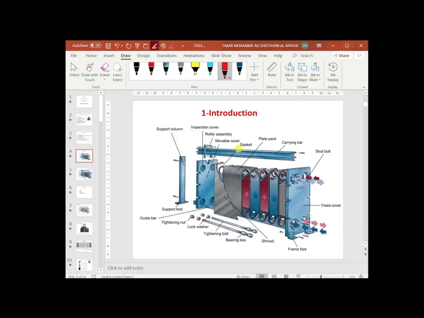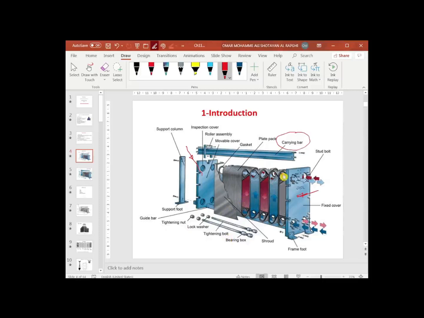This slide shows the main parts of the gasket plate heat exchanger. As you can see, there are two plates, called the end plates. This is the one end plate and this is the other side plate. They are thick, and they are used to compress all the plates inside. There is a carrying bar. With this carrying bar, they can hang all the plates together, and we can use the tightening bolts along with the nuts to squeeze or compress the plates all together.